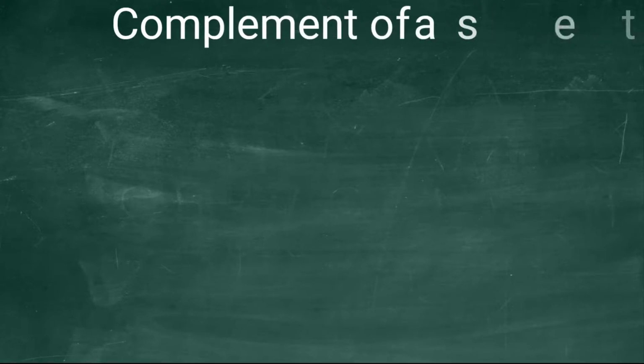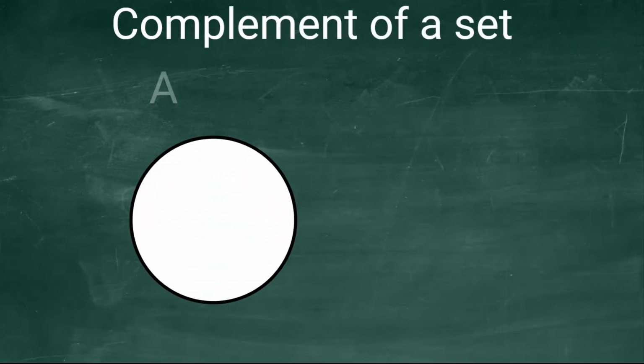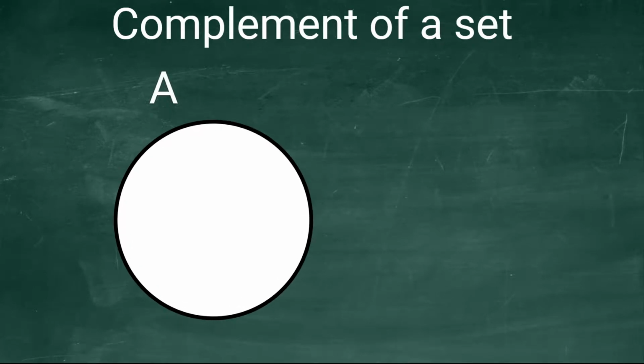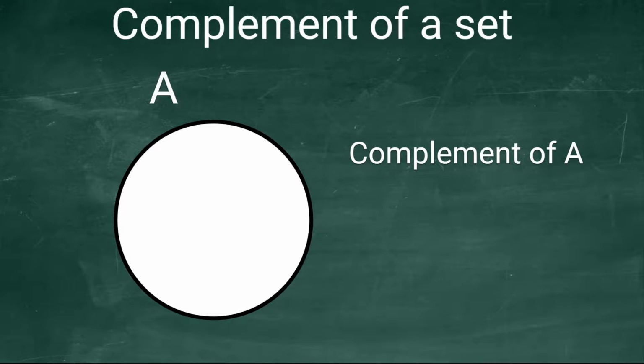The complement of a set is the collection of all elements which are not members of that set. If we have some set A, then the complement of set A is the set of all elements not contained in A.